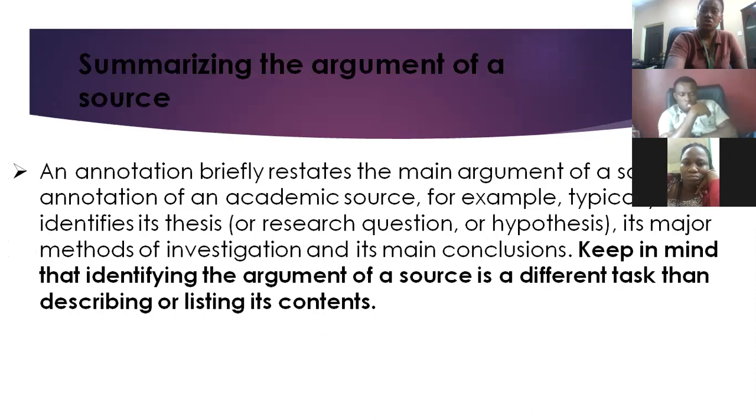Summarizing the argument of a source. An annotation briefly states the main argument of an academic source. For example, a research question, if it's a thesis, the method of the investigation and its main conclusion. You have to keep in mind that identifying the argument of a source is quite different from describing or listing its content.